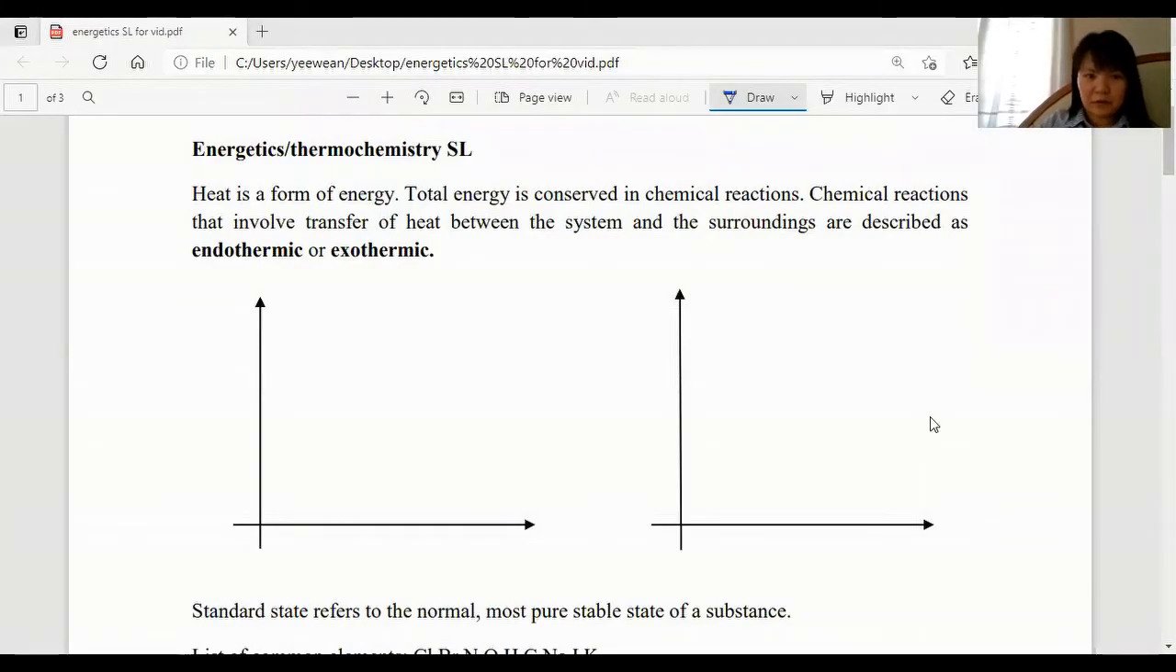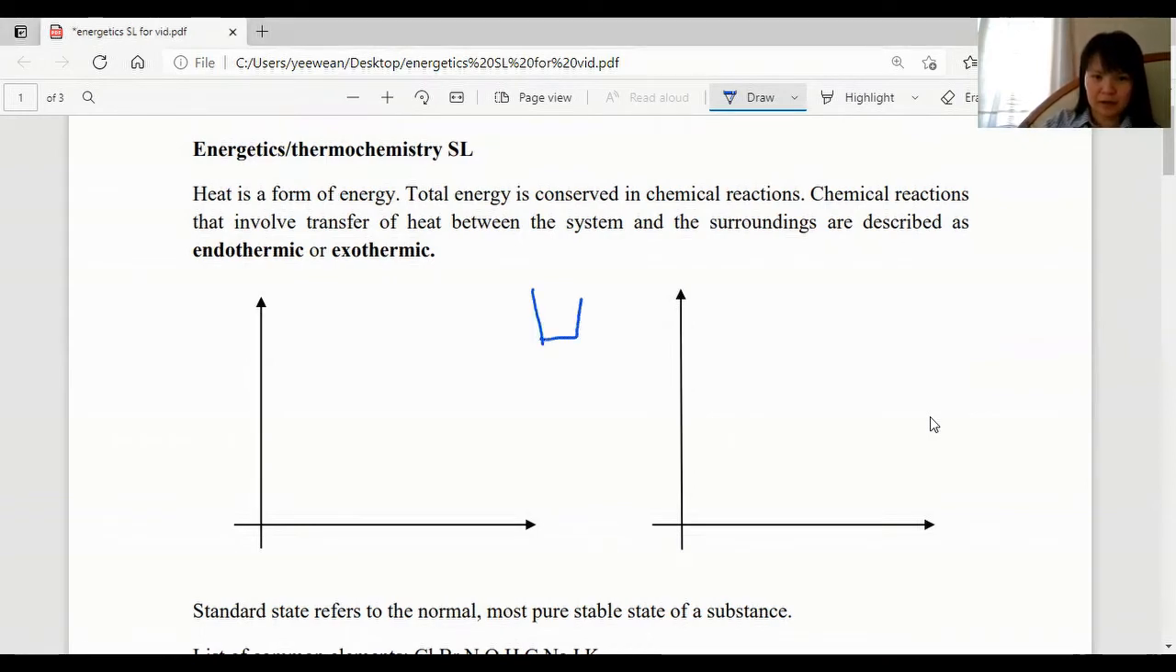This video is for the revision of chemical energetics. Heat is a form of energy, and this energy can be transferred between the system and the surroundings. So if we have a beaker, a cup, and a thermometer, if a reaction happens in here, let's say there's some water as well.